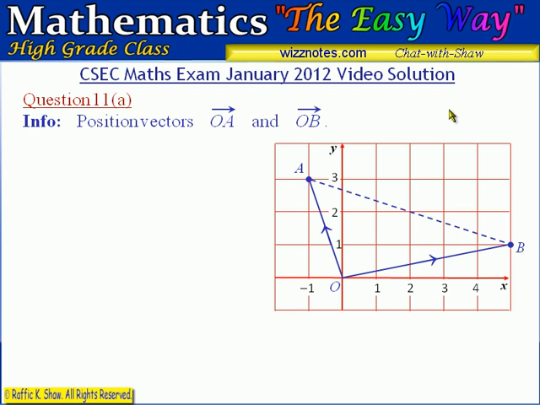We are now at our last question, question 11, and we are doing part A, a vectors question. This question gave us this vector diagram and tells us of position vectors OA and OB. So it's a diagram showing position vectors OA and OB.